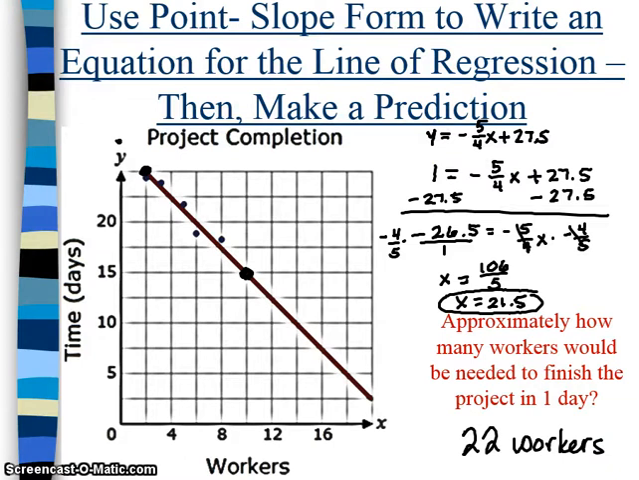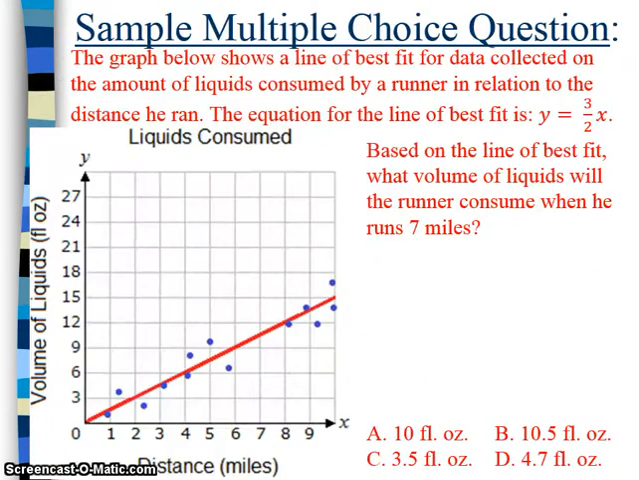Equations can be used to make predictions. Here's a sample multiple choice question. It says, the graph below shows a line of best fit for data collected on the amount of liquids consumed by a runner in relation to the distance he ran. The equation for the line of best fit is y equals 3 halves x. Based on the line of best fit, what volume of liquids will the runner consume when he runs 7 miles?